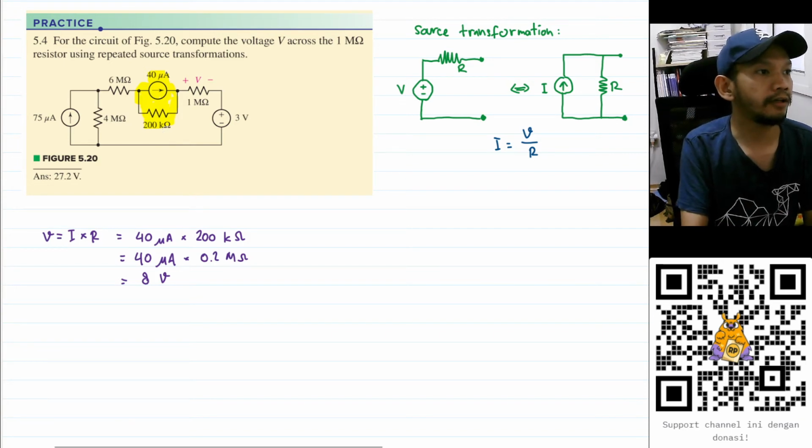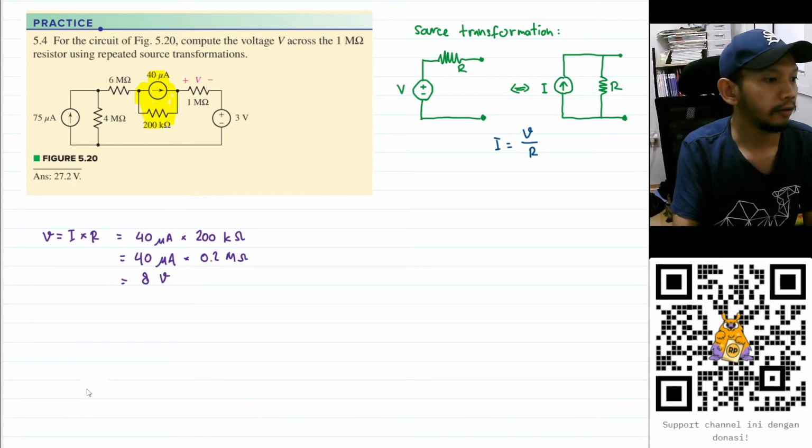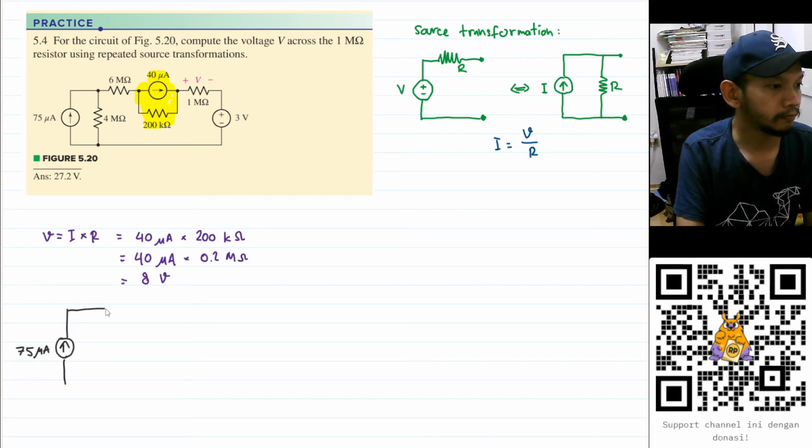So let's redraw the circuit. So we will have this 75 microampere, and then that will be in parallel with that 4 mega ohm. Okay, we will have 4 mega ohm there, and that will be 6 mega ohm.